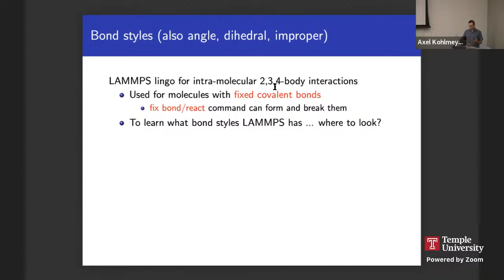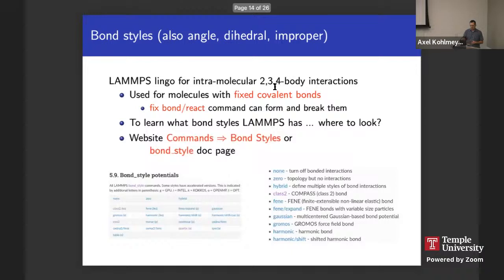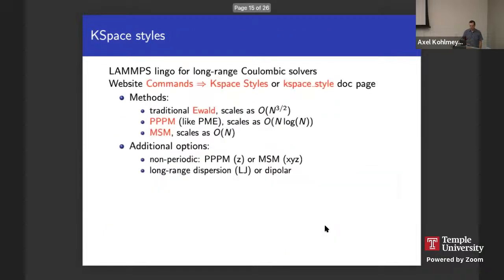So if you need a bond style but you don't know which one, where do you go? Hopefully, by now, you go to the commands, you click on bond styles, and then you can get this one-line description of the different bond styles. For example, harmonic is a harmonic bond, and harmonic/shift is a shifted harmonic bond. Each one of these bond styles has its own documentation, and you can click on that and learn more.